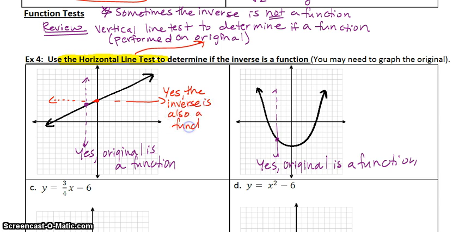For example 1a, this is the part that students think is kind of weird. You do the horizontal line test also on the original graph. So vertical line test on the original graph, and the horizontal line test on the original graph. You don't actually have to graph the inverse to figure this out. Alright, so let's look at example B again. To figure out if the inverse is a function or not, I do my horizontal line test. If it touches twice, then it's a no. So this time, no, the inverse is not a function.